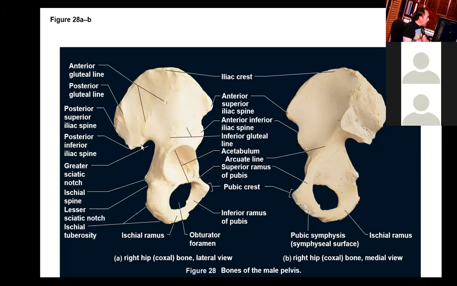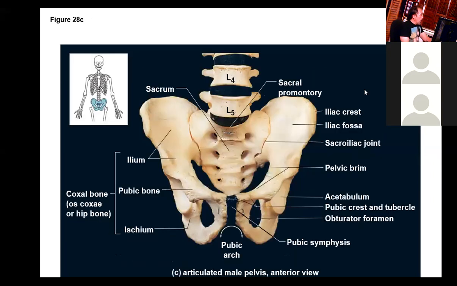And then I have a notch between the PIIS and ischial spine. That is called your greater sciatic notch. Okay? And below that is going to be called the lesser sciatic notch. Okay? And then this sharp end of the iliac bone, that is called my iliac crest. Okay? All right, so I'm looking at the whole bone itself.